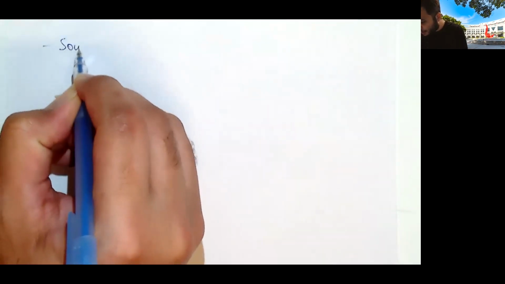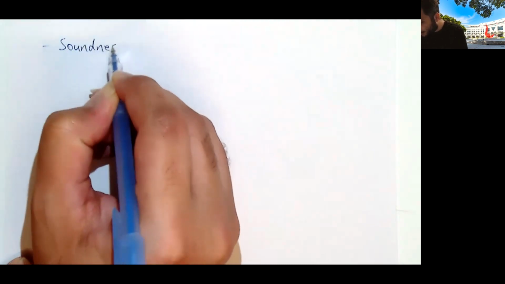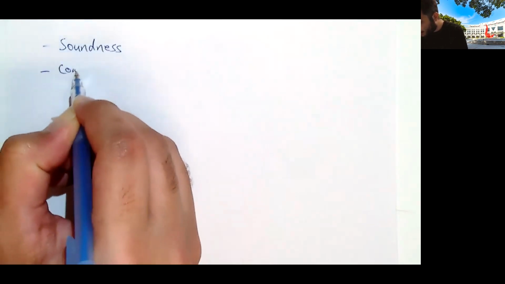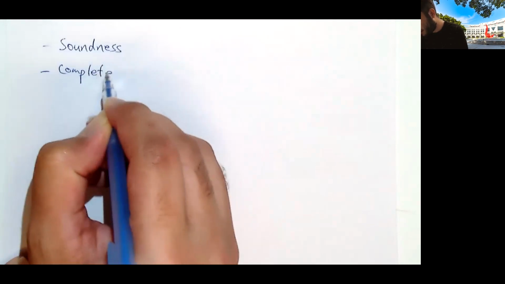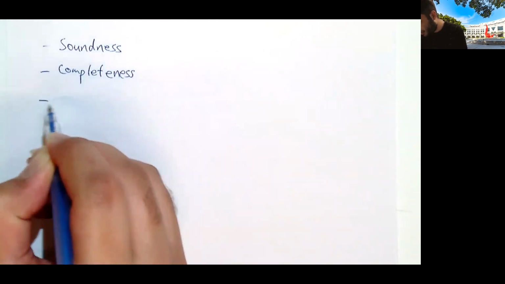Okay, now remember that in the previous session, we talked about 3 important properties when we were talking about termination. And we said that termination being undecidable means that we cannot have an algorithm that has all 3 properties. And the 3 properties were soundness, completeness, and termination.